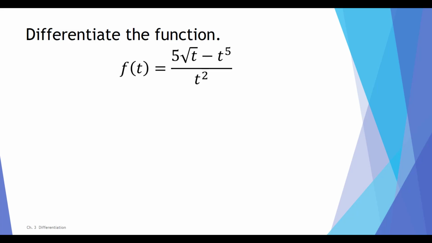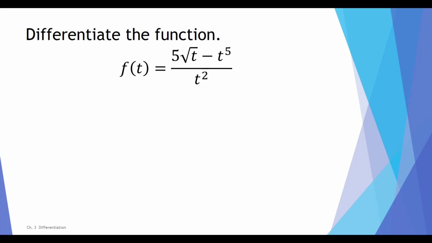The purpose of this video is to review our differentiation rules by working through several examples. In this problem, we want to differentiate the function f of t equals 5 times the square root of t minus t to the fifth, all divided by t squared.